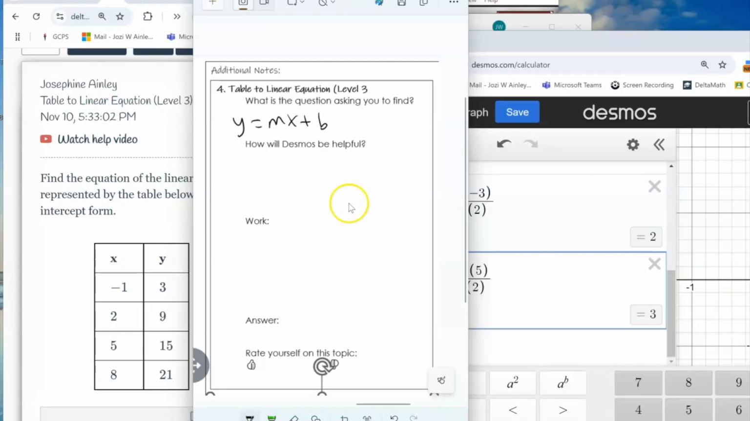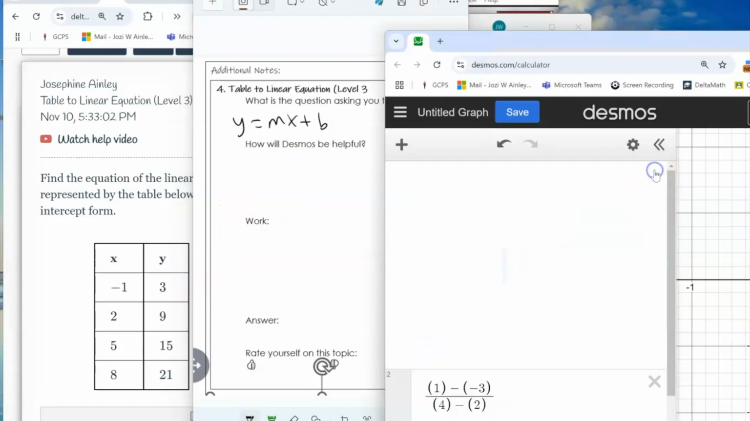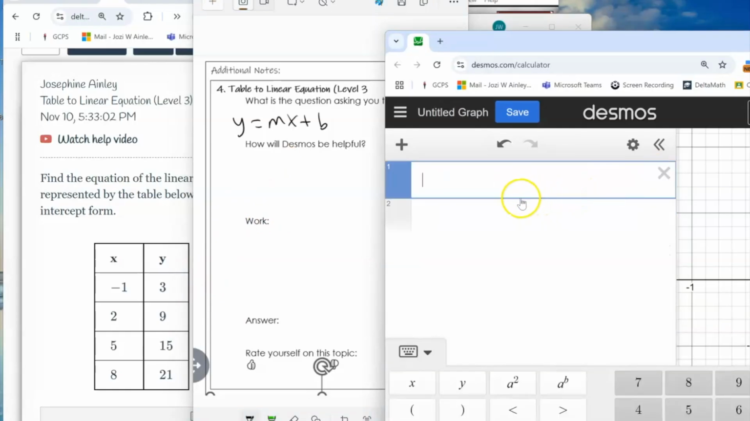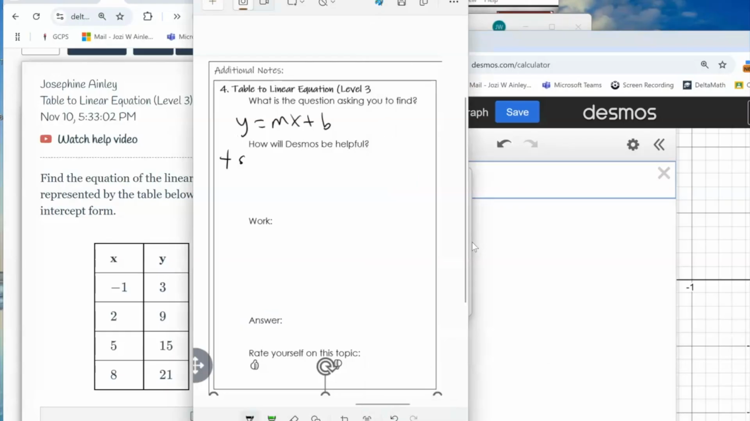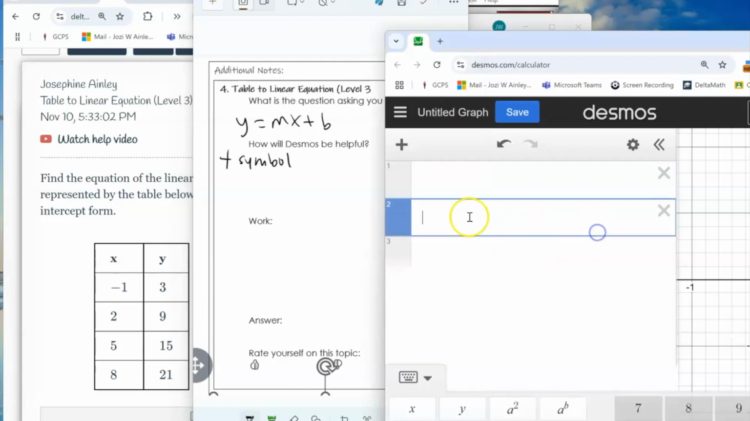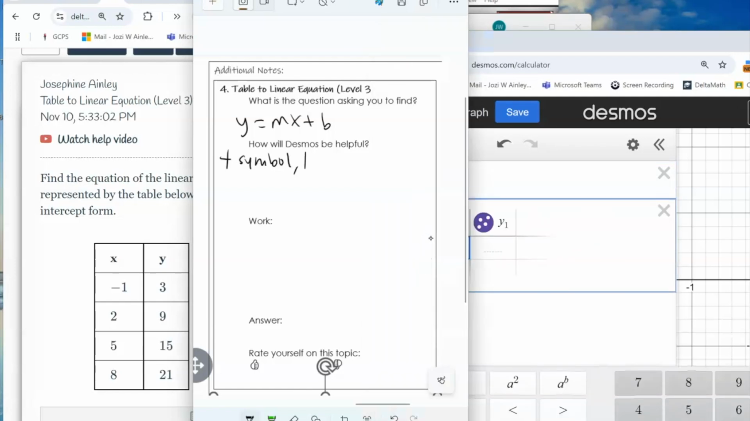Now that you know what it is, how will Desmos be helpful for you? How do I use y equals mx plus b from a table in Desmos? Well, the question gives me a table. So first I have to put the question into Desmos. How do I do that? I press the plus symbol. And again, write your own notes because these are mine. This is what I understand: plus symbol, then table.